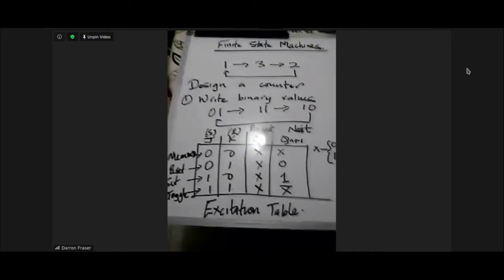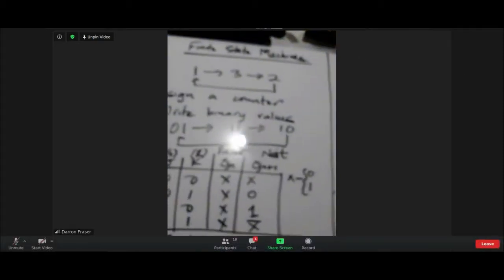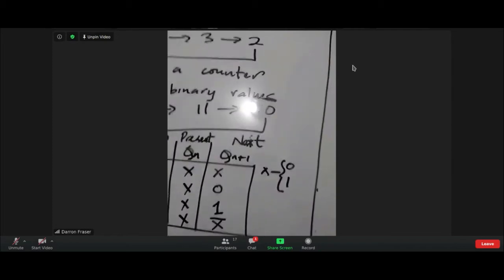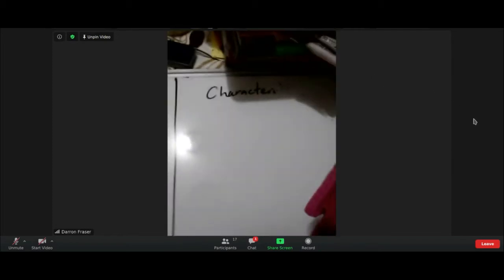All right. So now we want to write down the characteristic table. Sorry, somebody else needs to be let in. All right, so we want to do now the characteristic table.